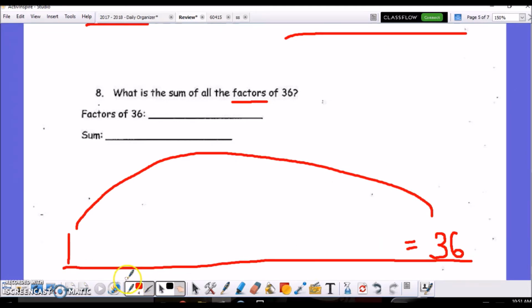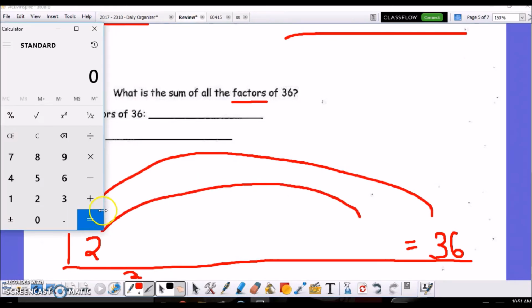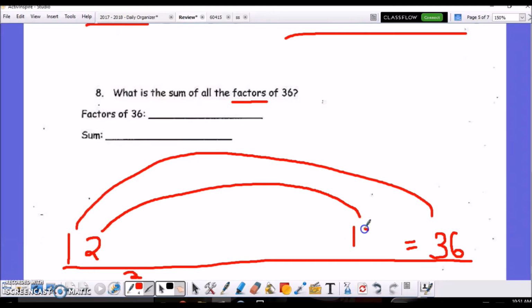Underneath my factor rainbow, I'm checking out all the numbers that I am testing for divisibility. The next number would be 2. How do I check for divisibility? I take the number 36 in my calculator, I divide it by the number I'm checking or testing, and this time it gets me 18. Which is the number that the rainbow connects to, because my two factors, 2 times 18, get me 36.